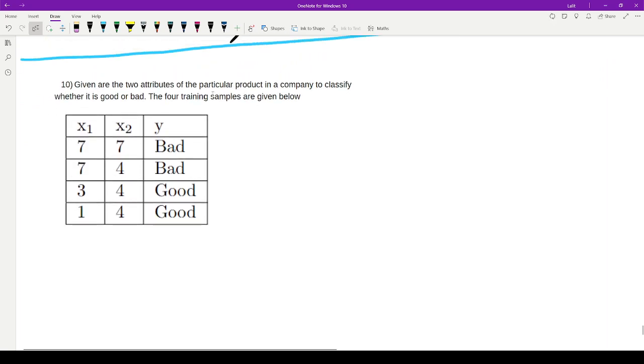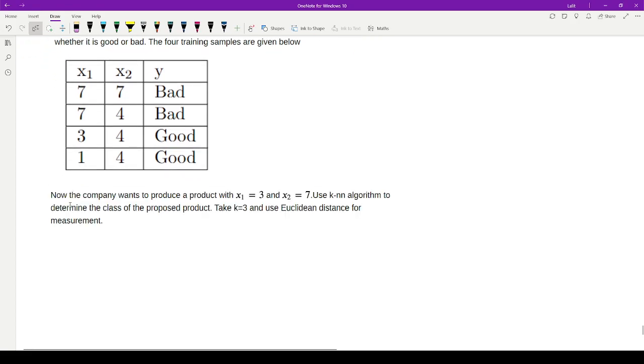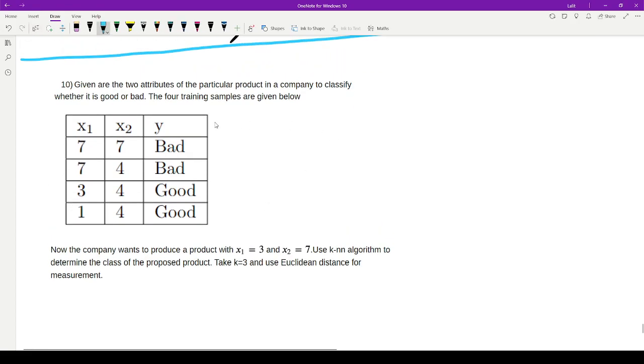Given that we have two attributes for a particular product in the company, classify whether it's a good or a bad product. There are four training samples. In general, four training samples are very bad because you need many, many more samples to generalize properly. Given these two attributes x1 and x2, they gave the labels whether it's good or bad.